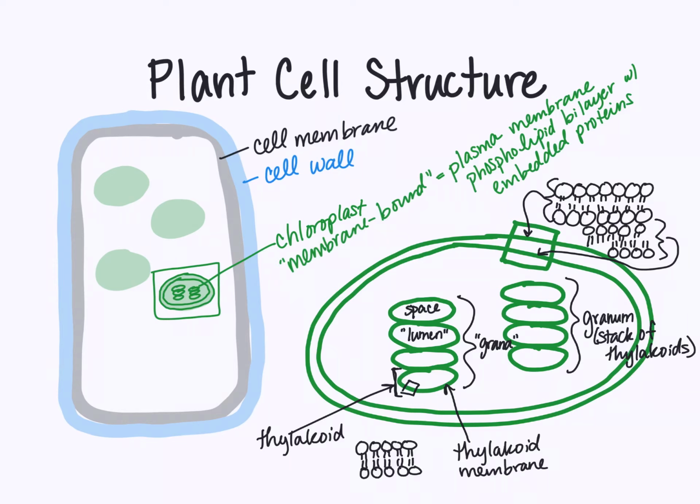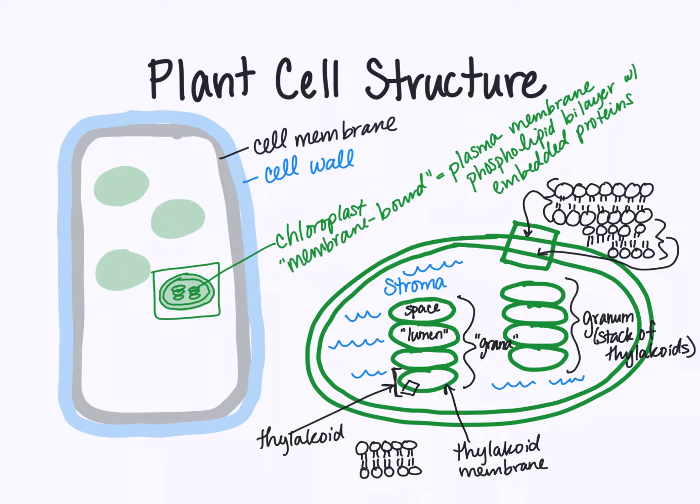In addition to the thylakoids, outside the thylakoids, but still contained within the double membrane of the chloroplast itself, we have a liquid, and I'll just draw some little waves here to stand for this liquid or aqueous solution. And this liquid area here is called the stroma.